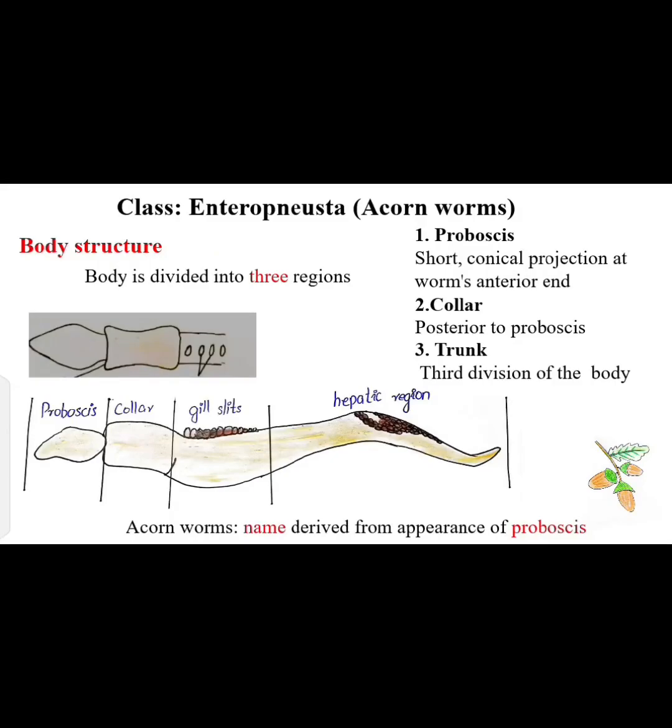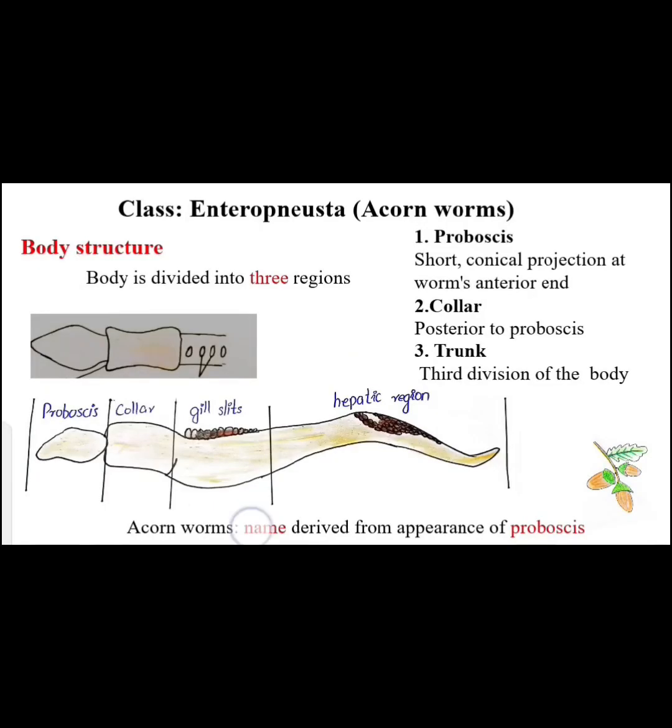Body structure. An acorn worm's body is divided into three regions: proboscis, collar, and trunk. The acorn worm's name is derived from the appearance of the proboscis, which resembles an acorn, that is a nut of oak. The proboscis is a short conical projection at the worm's anterior end. The collar is present posterior to the proboscis, and the trunk is the third division of the body.